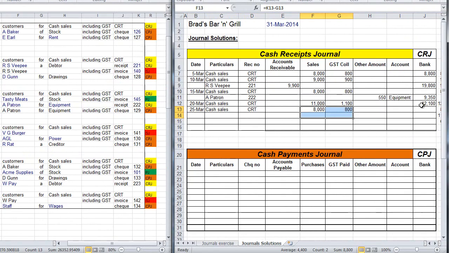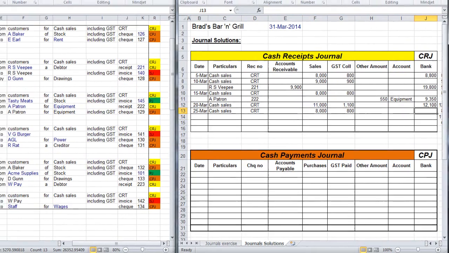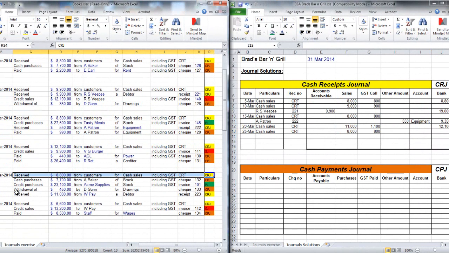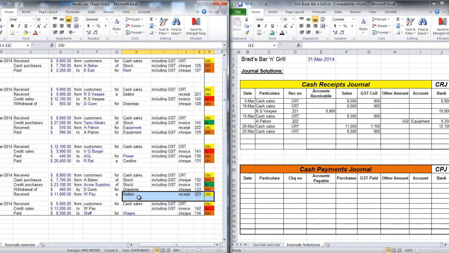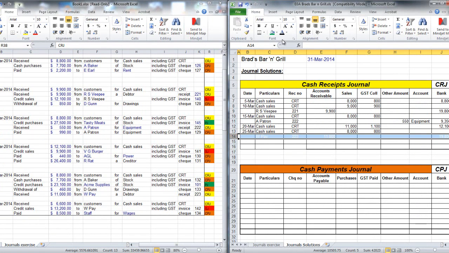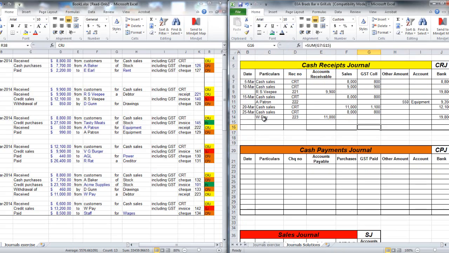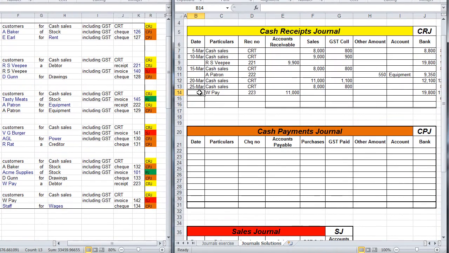Split the GST up, and we don't do the total because there must be another transaction on the 25th. So we look, yes, there is. We received some more money from a debtor. There it is there. So we can highlight that. Yep, so we received a debtor. Again, we don't have to repeat the date because it assumes that it's the same date. The receipt number, how much in total this time because it's accounts receivable, and then those two added up together.